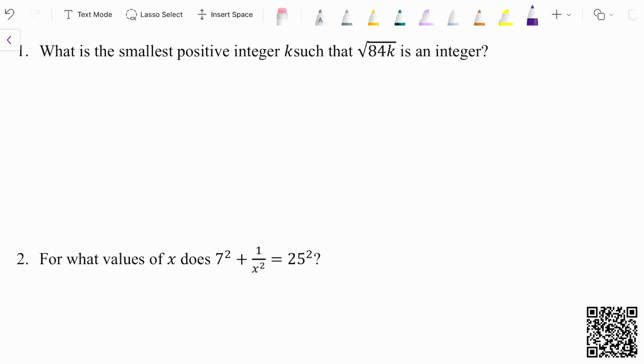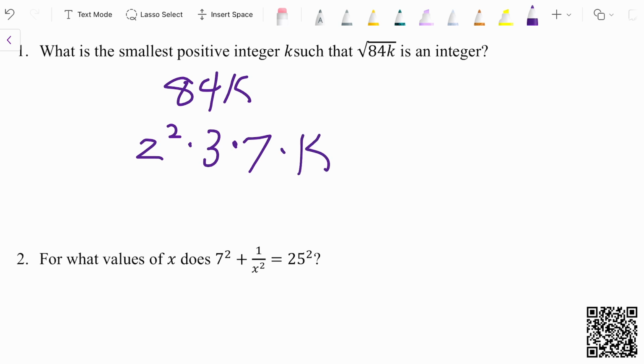Today's first question is, what is the smallest integer k such that the square root of 84k is an integer? So basically, if 84k is our inside number, we can obviously pull out 4, aka 2 to the power of 2, and the remaining would be 21, so 3 times 7 times k.